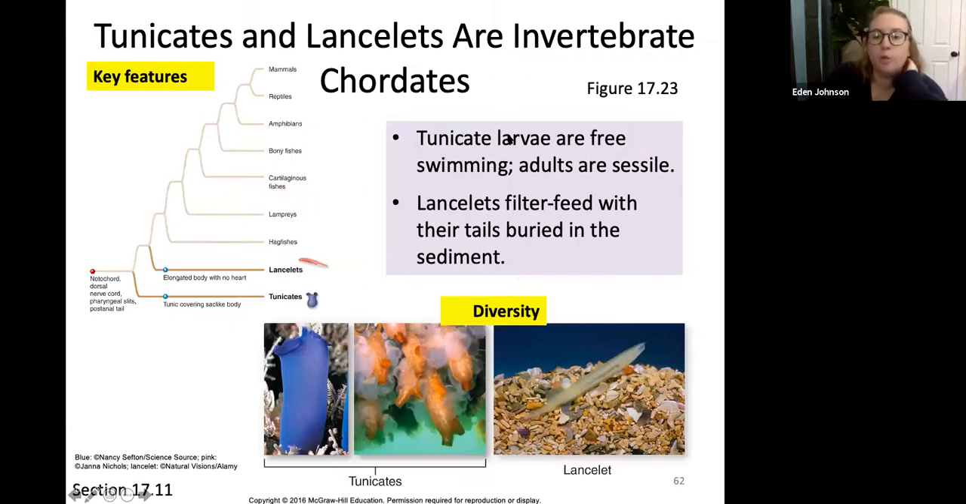Okay, so tunicate larvae are free swimming and adults are sessile. Here are your tunicates. The larvae are free swimming and the adults are sessile.